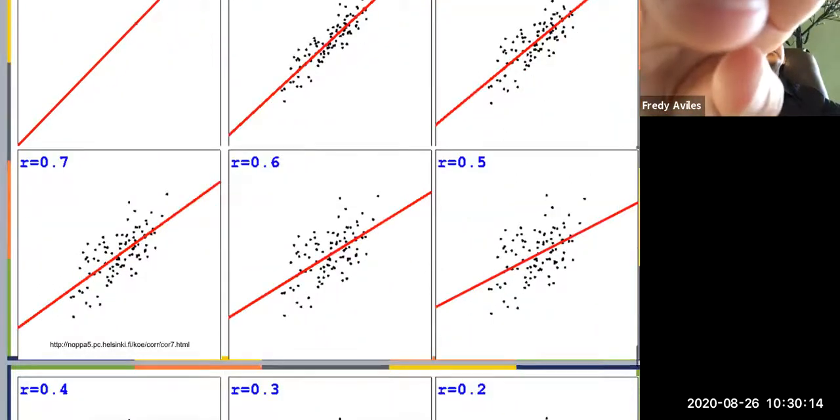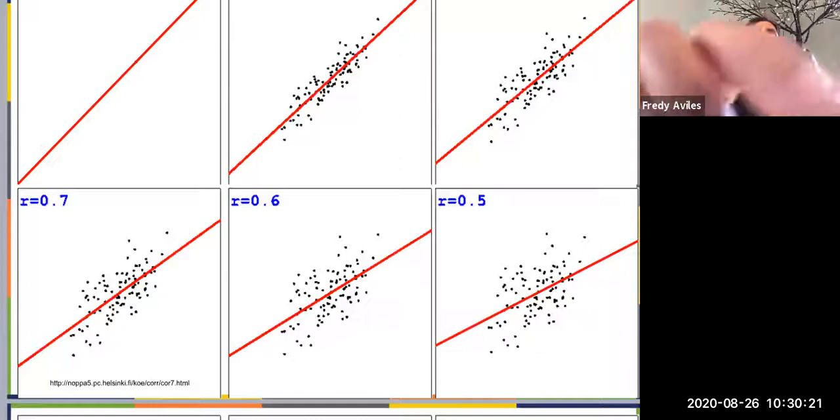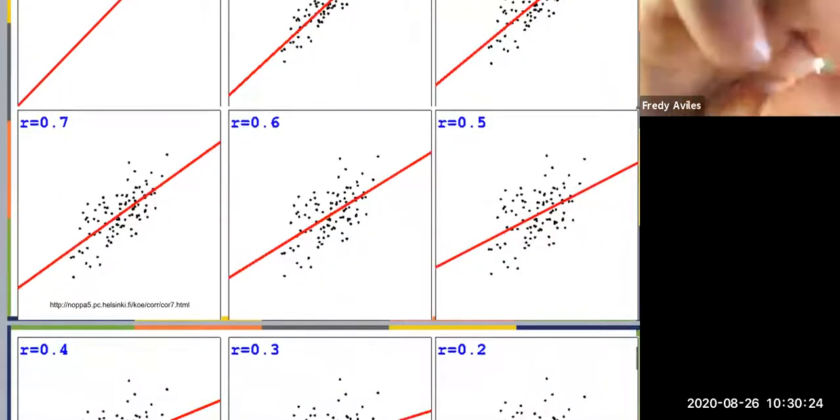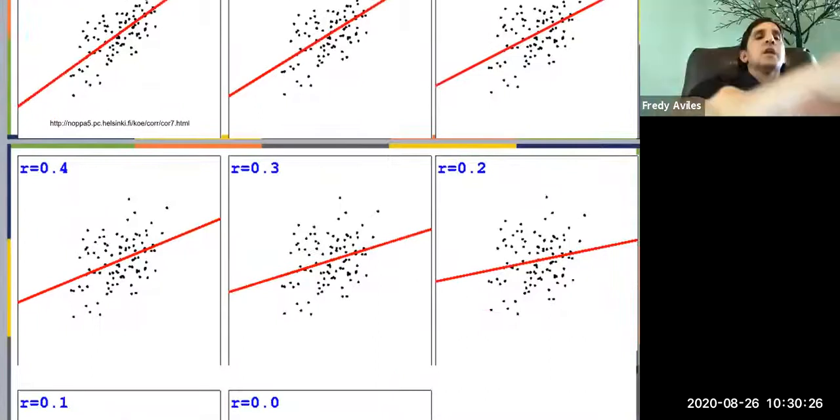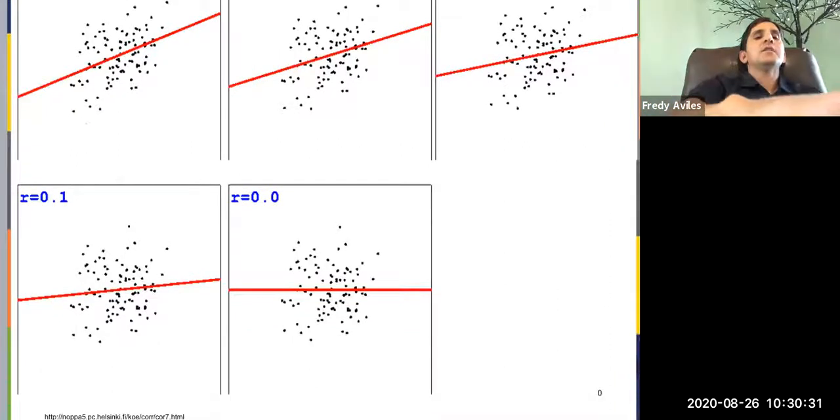We go to R equals 0.7, points a little bit more scattered. R equals 0.6, more scattered. And you can see the points are getting more and more scattered the closer we get to 0. R equals 0.4, 0.3, 0.2, 0.1, 0. When we get to 0, that means the relationship is 0. The points are randomly scattered. And if I know one thing, the chances that I can predict the other are 0. If I know one thing, I know nothing about the other. That's what a relationship of 0 means.